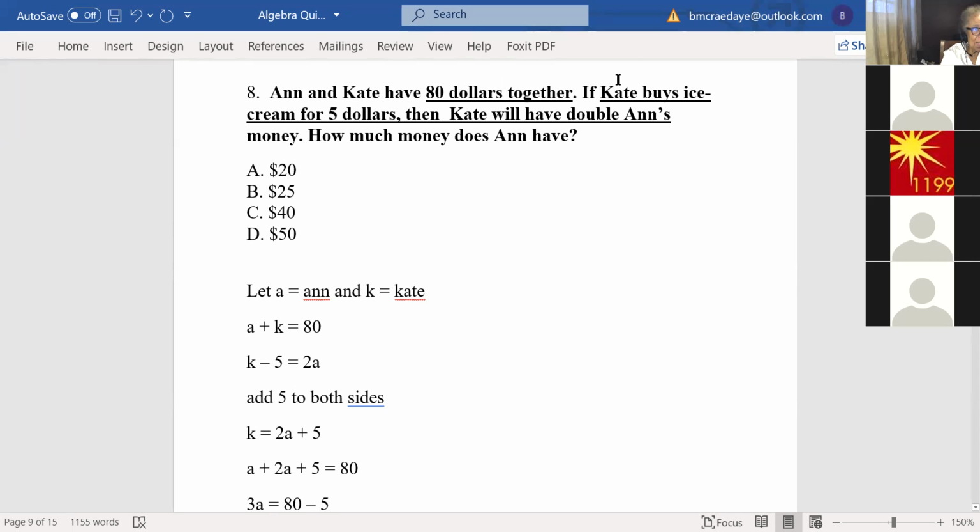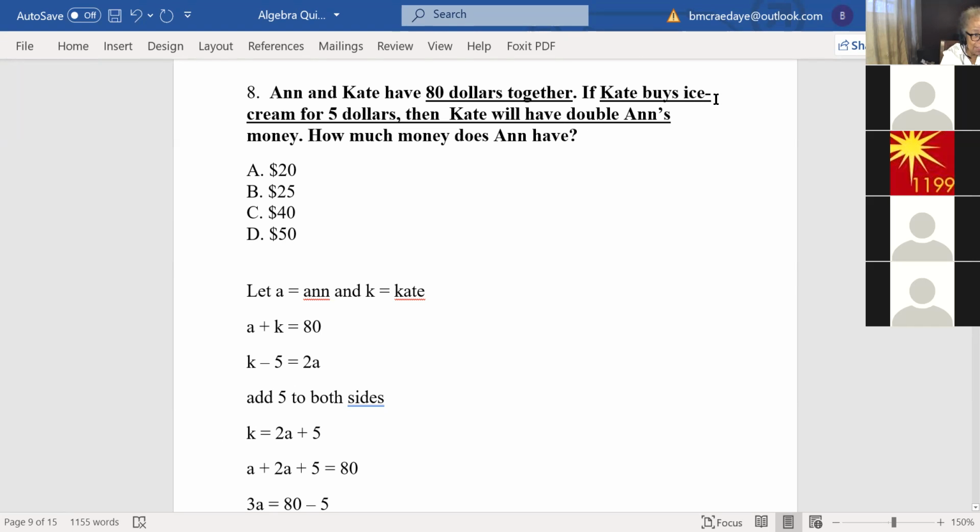Do you follow? Kate spent $5 of her money for ice cream, so that's the subtraction, K minus 5. What she had left will be double Ann's, so it should be 2 times Ann's money, 2 times A. I'm just translating the words.